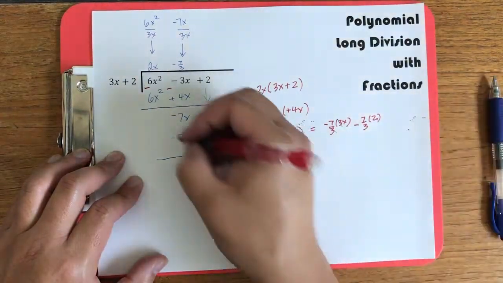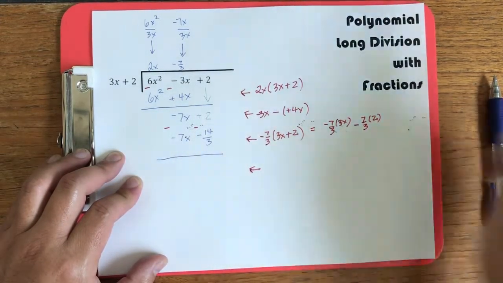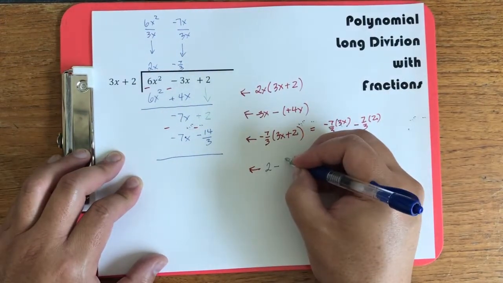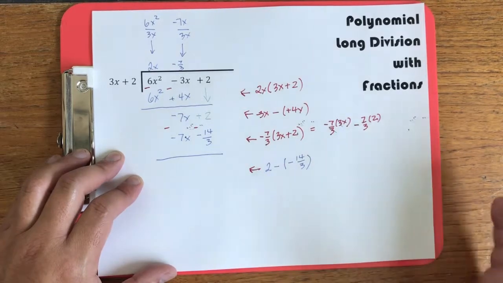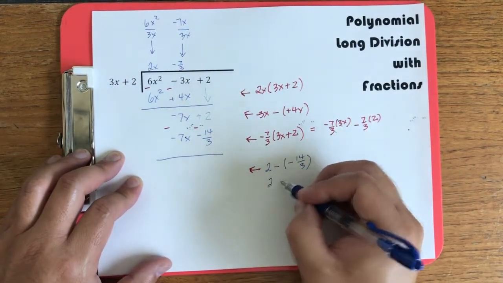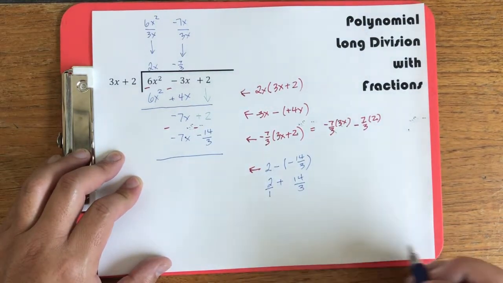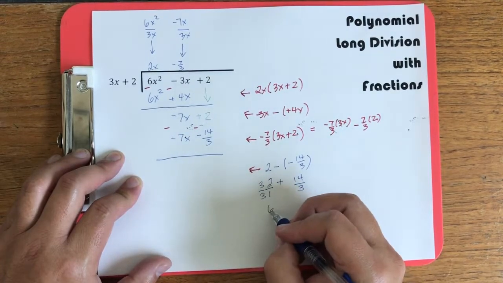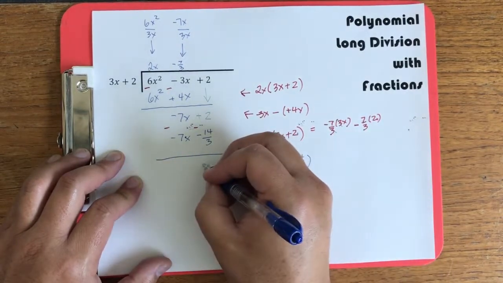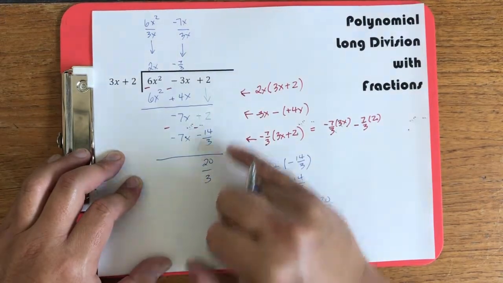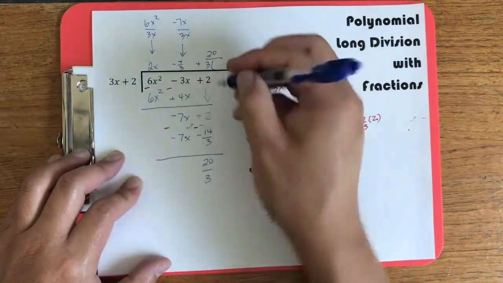Now, just like before, this first column will cross out. And when we look at this next column, what we're looking at is 2 minus 14 over 3. Now, what we'll have to do there is get a common denominator. My common denominator will be 3. We can make any whole number into a fraction by putting a 1 underneath it. And so now we'll get 6 over 3 plus 14 over 3 is equal to 20 over 3. And that's going to be my remainder. So now that we have no more terms to bring down, this is my remainder. And we're going to divide it by what we were dividing by.